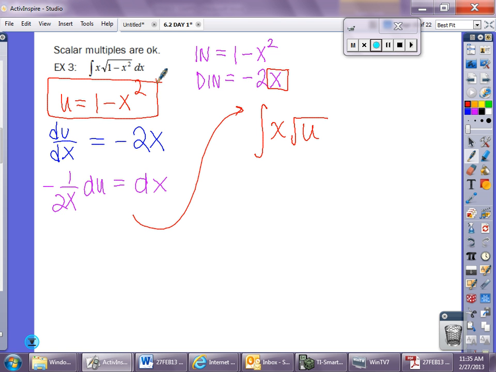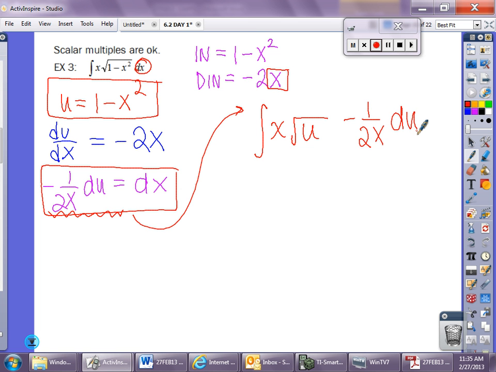Not du, dx. This is the other piece, okay? So instead of dx, which is sitting right here, you're literally replacing that dx with the substitution. That. So I got negative 1 over 2x du. All right, we good so far?